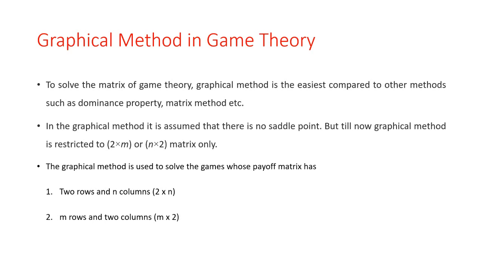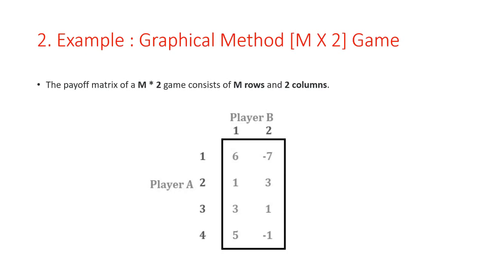In the 2 by n problem, we have 2 rows and n number of columns. In the m by 2 problem, we have m number of rows and only 2 columns. In my previous video, we already discussed 2 by n, where the given problem has 2 rows and n number of columns, in the graphical method. So in today's lecture we discuss the m by 2 problem. That is, in the given problem we have m number of rows and only 2 columns. Let us discuss one example of the graphical method for an m by 2 game problem.